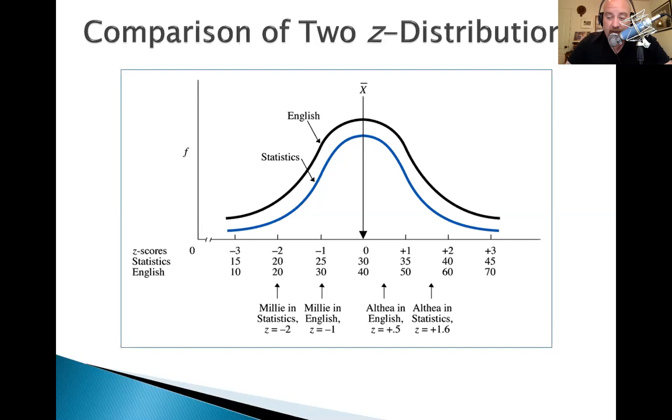Another good way to think about z-scores and their usefulness is that you can compare point allocation systems, and you can still combine them. So here's an example of that in my own research life.